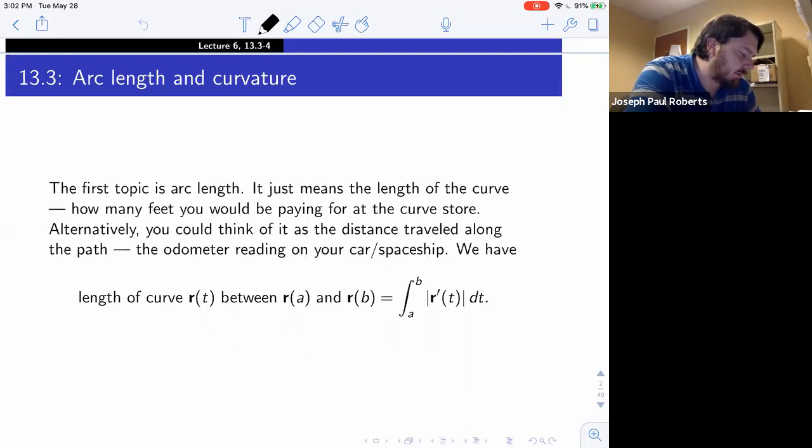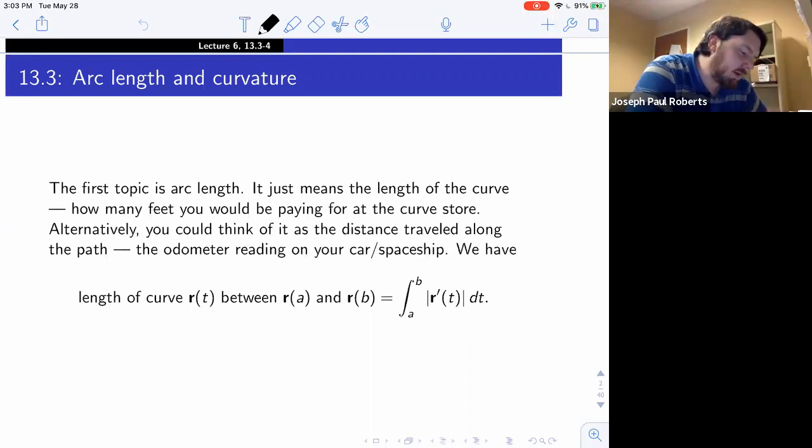And so the other way you could think about it, so we mentioned that you could think of r of t as being the position of a particle at time t. So if you're in the xy plane, you could think, okay, you're driving your car around in the plane. Or if you're in space, you're driving an airplane or a spaceship around in space. And so the length of your trajectory is just going to be the distance traveled, and it's going to be what your odometer says, right? Your odometer on your car tells you the distance you've traveled along your path.